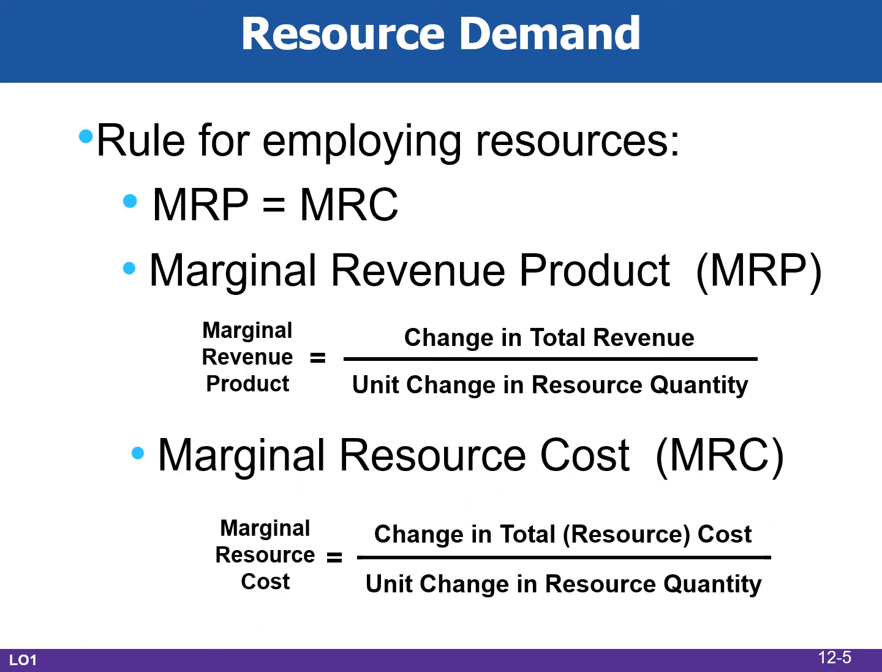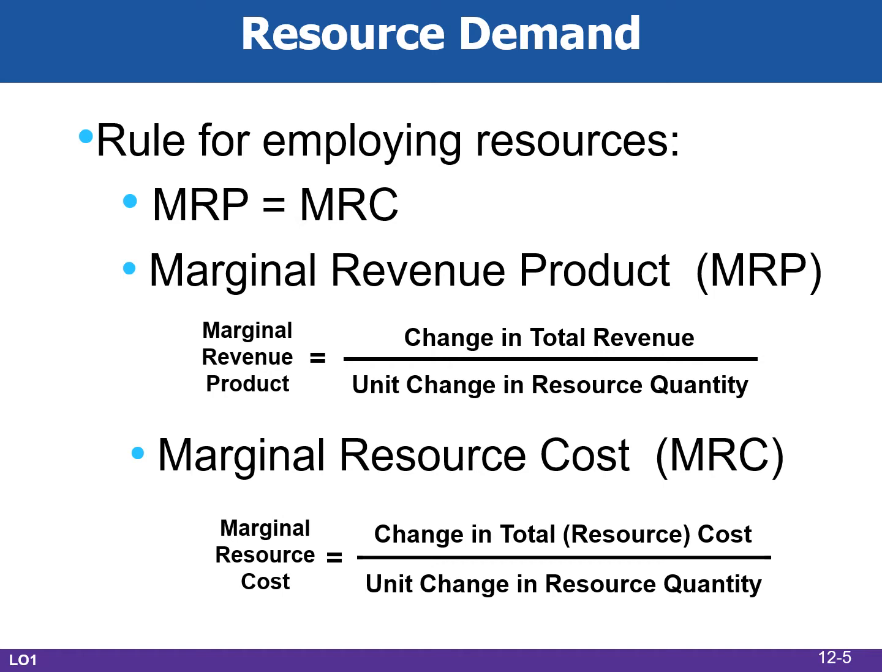Again, we're going to be analyzing the cost of hiring 1 more worker, so our denominator will be 1, so it's change in total resource cost over 1. In essence, this is the cost of hiring the next worker in a competitive market, what we have to pay that next worker. So when we bring these two together, marginal revenue product and marginal resource cost, it can be explained as simple as the following.